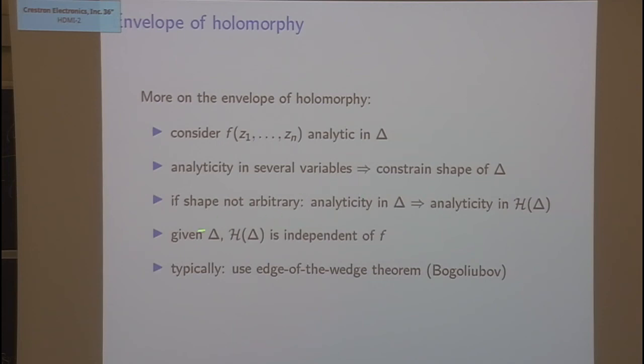As a consequence, if the shape is not arbitrary, then analyticity in delta will, in general, mean that you are analytic in a bigger domain, H of delta. The very important point is that this H of delta just depends on delta, not on the function f. So it's really a question of geometry. It's not even analysis anymore in some way. Typically they use the edge of the wedge theorem, which I will not describe more, but if you are interested, there is a nice Wikipedia page, for example. The main point is that you can reduce this question of finding the good domain just to geometry at the end.